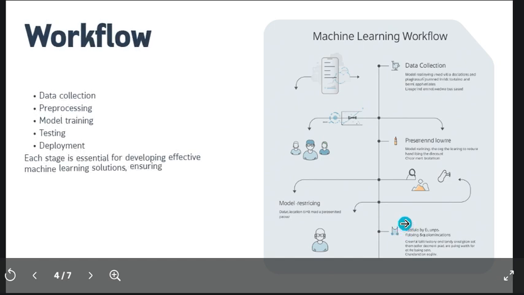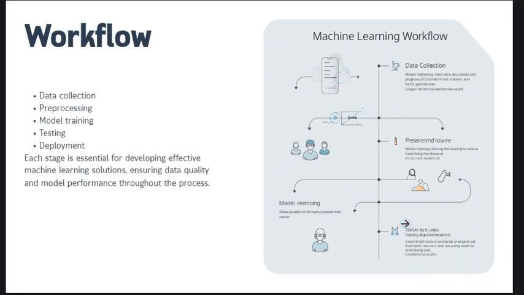So moving on to the workflow, the steps we follow in machine learning. We start with data collection, gathering relevant information from sensors, logs, or databases. Next, after data collection, the next stage is pre-processing, ensuring that the data is clean. We remove missing values, handle outliers, and standardize features.